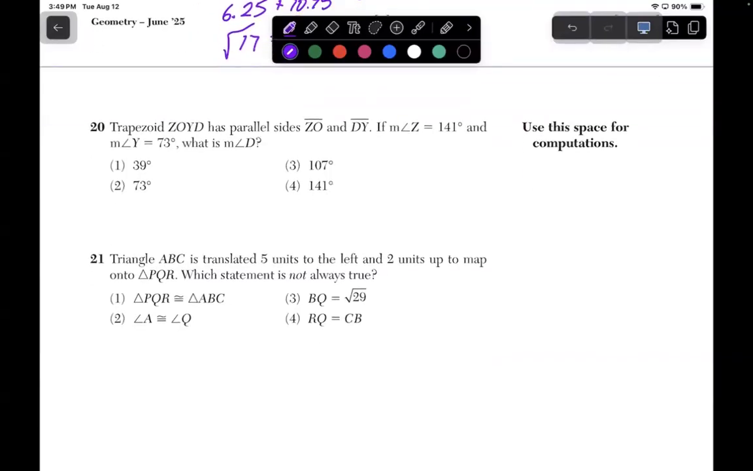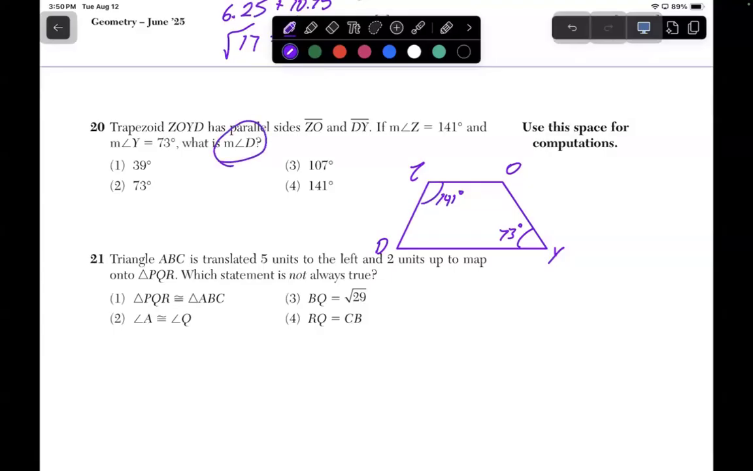Zoid has parallel sides ZO and DY. It's a trapezoid. So let's go ahead and sketch the trapezoid. You can make the sound effects when you sketch it if you want. ZOYD. Okay, those are the parallel sides. And the measure of angle Y is 73 degrees. And the measure of angle Z is 141 degrees. Okay. We need to find the measure of angle D.